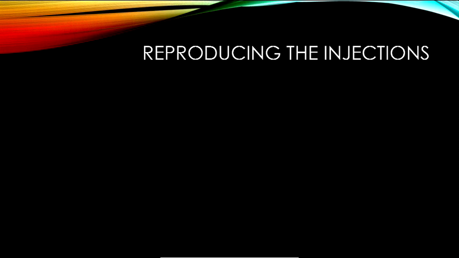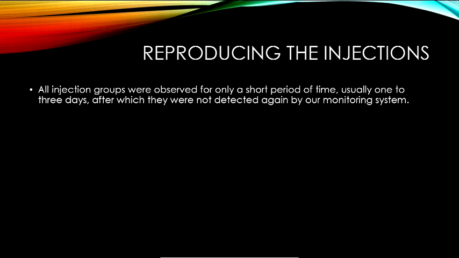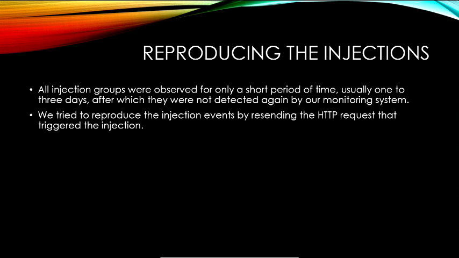Okay, next we tried to reproduce the injection after the initial monitoring and analysis. So first I will note that all the injection groups were only observed for just a short period of time, just a day or 2 or 3, nothing more, after which injections of the same group were not observed again. So when we tried to reproduce those injections, we simply tried to resend the HTTP request that originally triggered the TCP injection we observed.